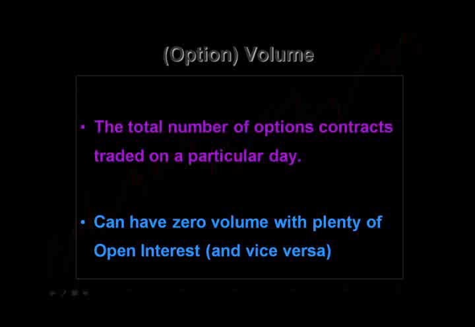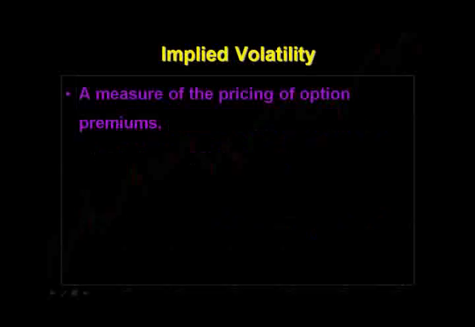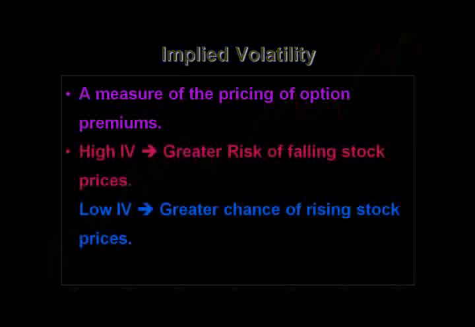That's because open interest refers to the option contracts that have already been opened and haven't yet been closed or exercised. Okay, so let's now complete the component parts of the OVI. Implied volatility is a measure of the pricing of option premiums. The way it works is this. When implied volatility is high, that means option premiums are going to be more expensive. This is reflective of the greater risk of stock prices falling. When implied volatility is low, it means that option premiums are being priced low, and that's reflective of the greater chance of stock prices rising.